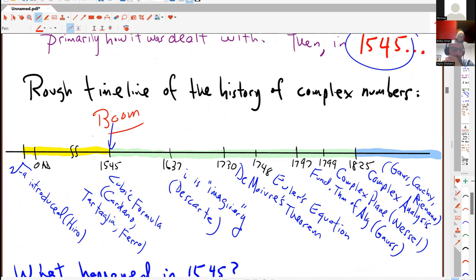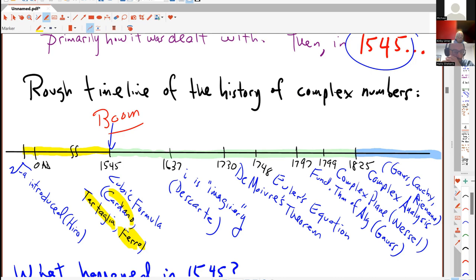And it wasn't really just Cardano. It was Cardano, Tartaglia and Ferro. They lived in the same town, and it's not clear who did what. There was some dispute between the three of them. It now bears Cardano's name. But basically, the cubic formula, the analog of the quadratic formula for cubic equations, for equations that have cubes in them, was discovered.